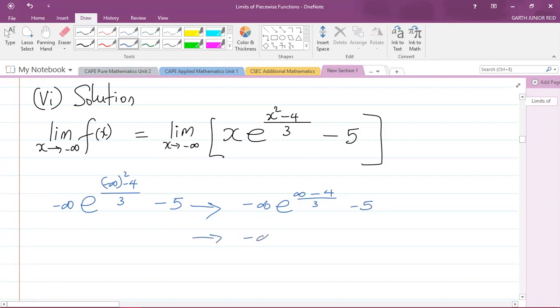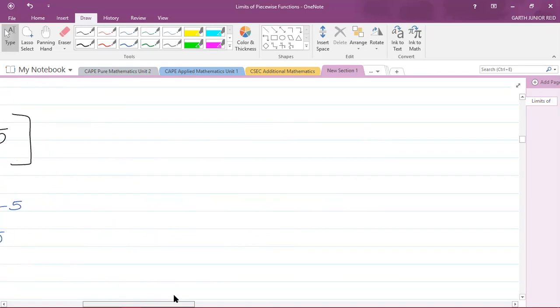So that is now negative infinity times e to the power of now a large number. Minus 4 is still going to give you a large number. Divided by 3, still a large number. So we're going to have infinity there, minus 5. So e to the power of infinity, what is that going to be? I'm just going to draw the graph of e to the power of x so that we can see what we're dealing with here.